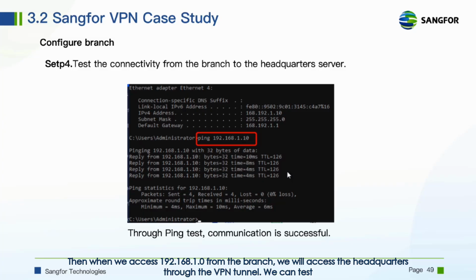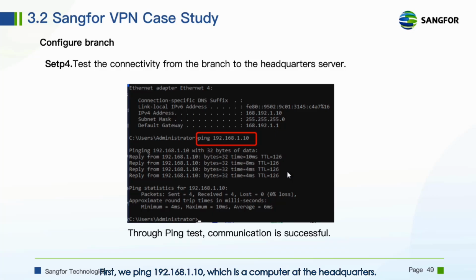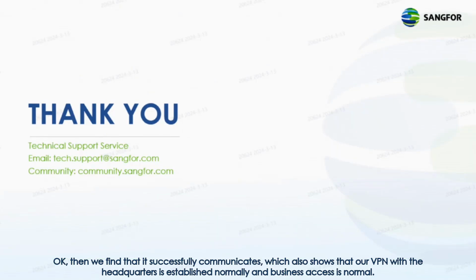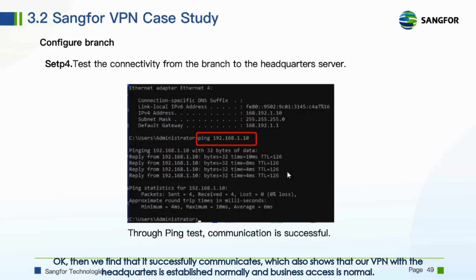We can test. First, we ping 192.168.1.10, which is a computer at the headquarters. Okay, then we find that it successfully communicates, which also shows that our VPN with the headquarters is established normally and business access is normal.